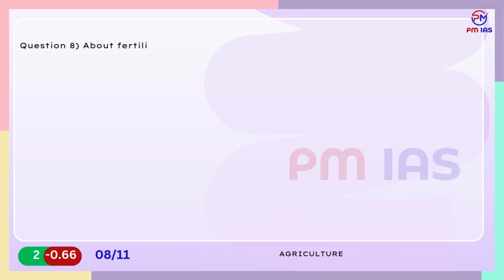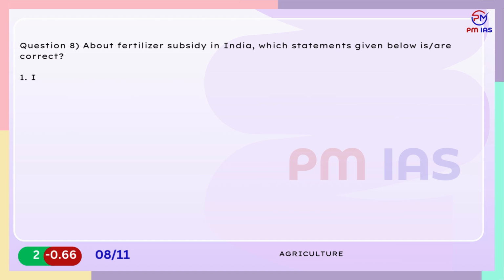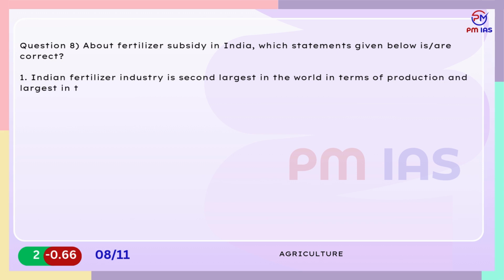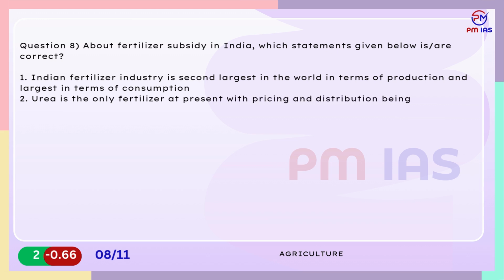Question 8. About fertilizer subsidy in India, which statements given below are correct? 1. Indian fertilizer industry is second largest in the world in terms of production and largest in terms of consumption. 2. Urea is the only fertilizer at present with pricing and distribution being controlled statutorily by the government.